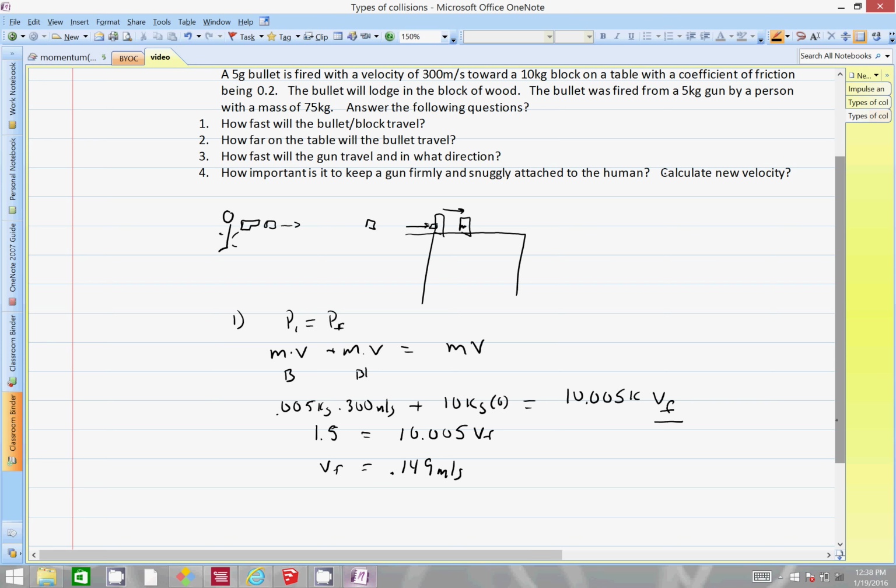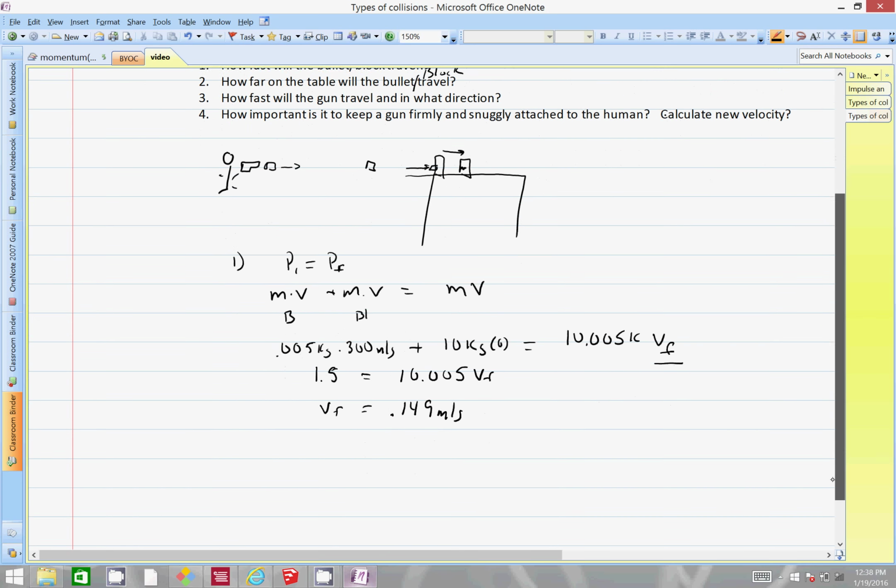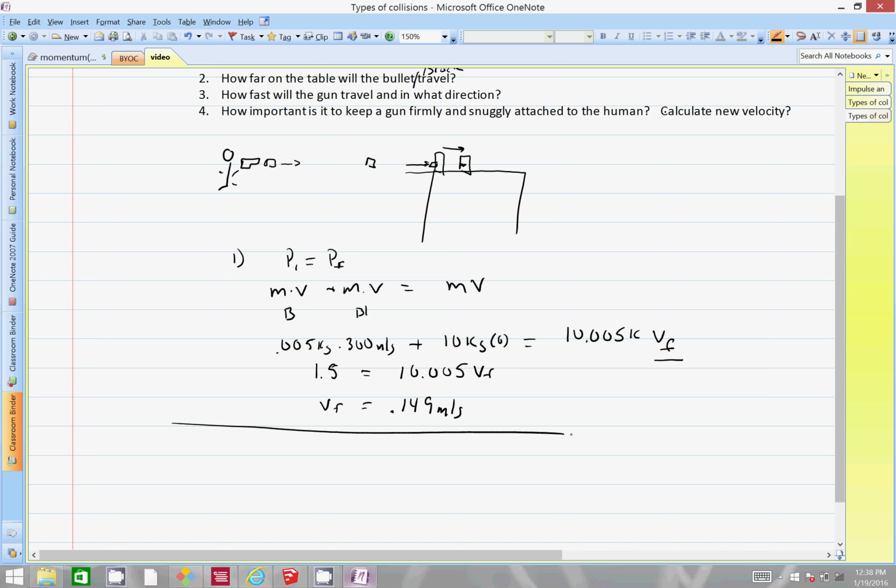Next question says, how far will the bullet block travel? I want to know once they actually connect, how far will they travel? This is a different style problem, an older style problem, and we may want to use energy to solve this. So the total energy of this thing will have to get converted over to thermal energy in terms of friction. So energy of a moving object, 1/2 mass velocity squared, equals mass times gravity times the coefficient of friction times the distance.